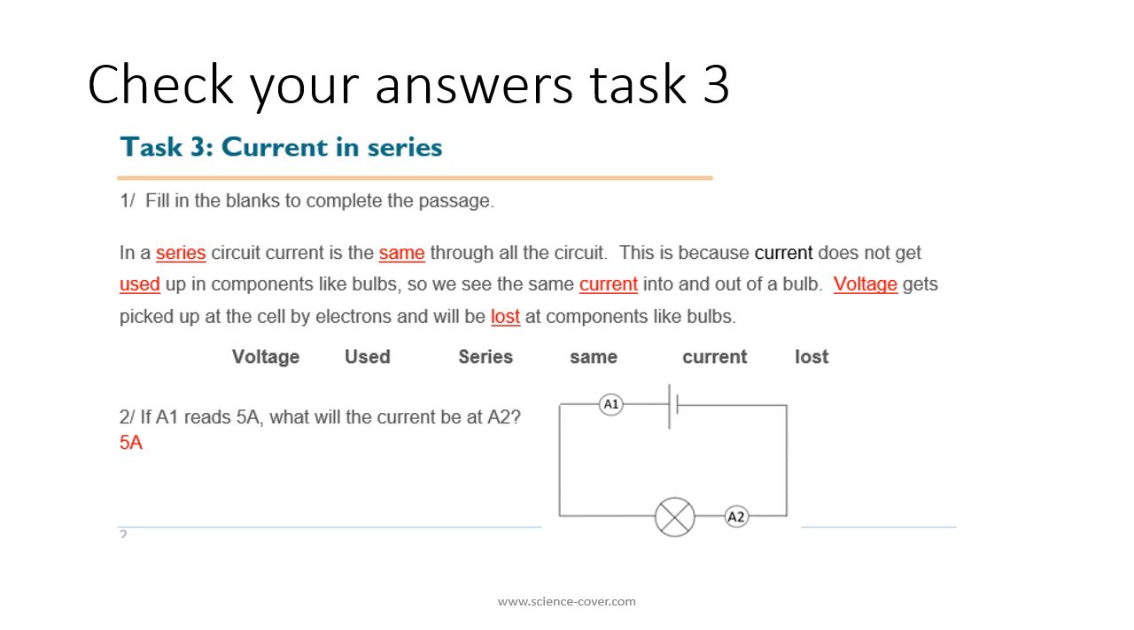In a series circuit, current is the same through all the circuit. This is because current does not get used up in components like bulbs, so we see the same current into and out of the bulb. Voltage gets picked up at a cell by electrons and will be lost at the components like bulbs. So the missing words were series, same, used, current, voltage, lost. If A1 reads 5 amps, what will the current be at A2? 5 amps.